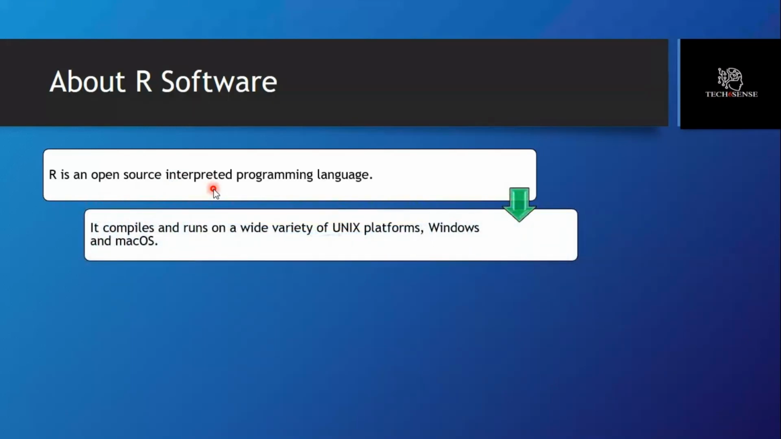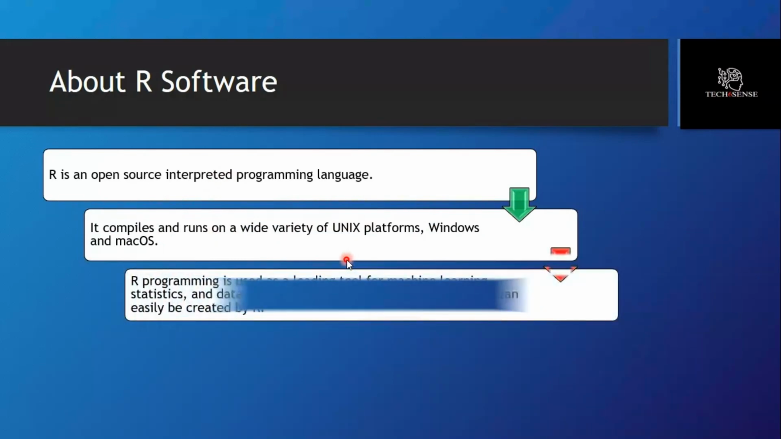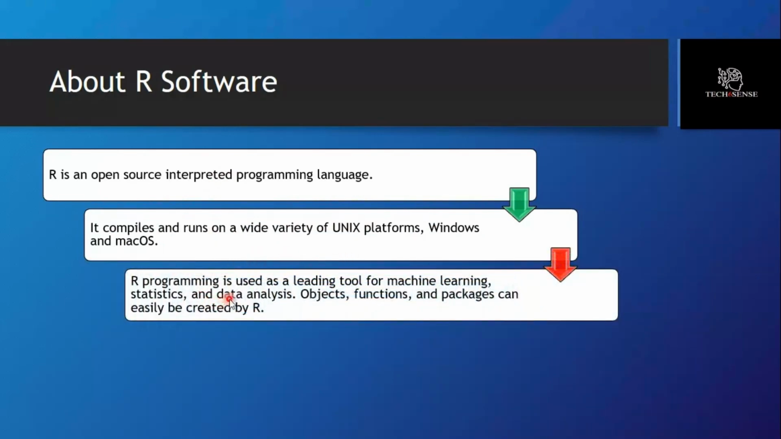Then what is the second point? It compiles and runs on a wide variety of platforms. Maybe it's Windows, maybe it's Linux, maybe it's Mac. There is no limitation of the operating system, right? Then the third point is, R programming is used as a leading tool for machine learning, data analysis, statistics. So there are so many use cases of our software. There are no limitations, right?